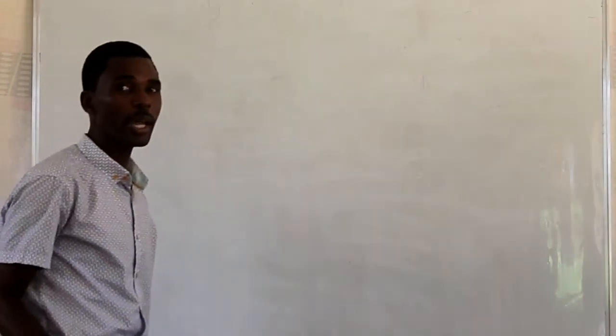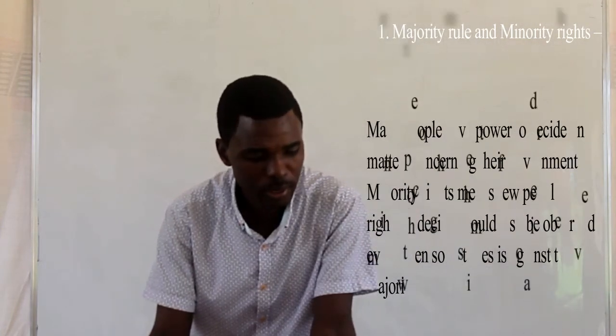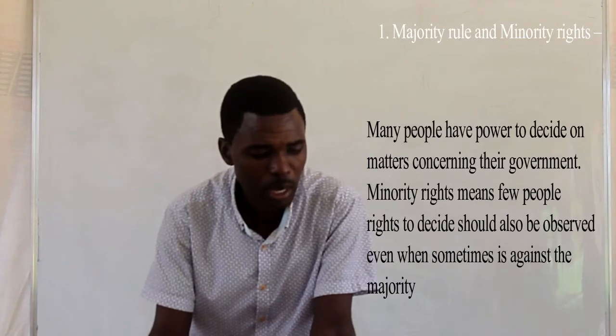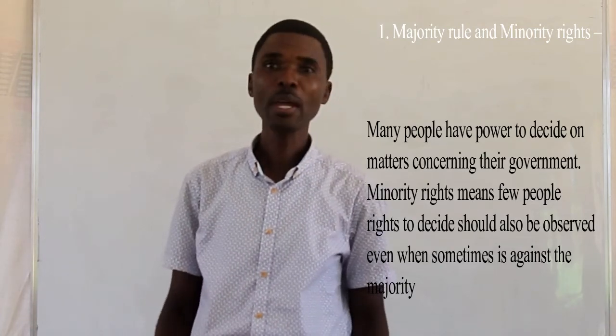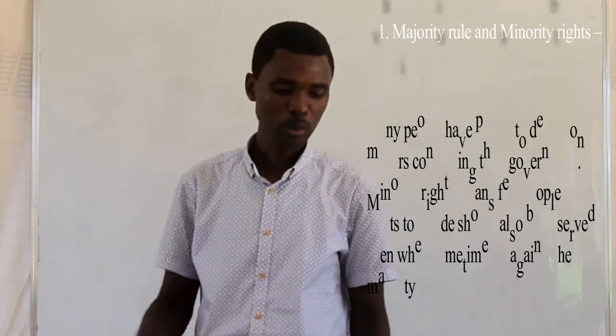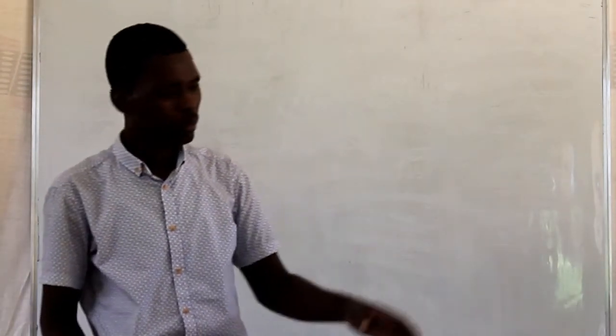The first characteristic of democracy is majority rule and minority right. What is majority rule? We are talking about people's power to decide. That means if a certain decision is to be made, it is supposed to be done by many people. Many people have the power to decide on matters concerning the government. But there is also minority right. Minority right means those few people who have not voted yes.